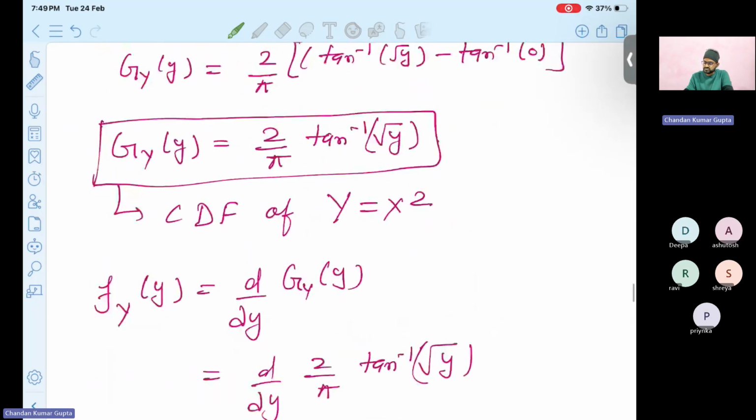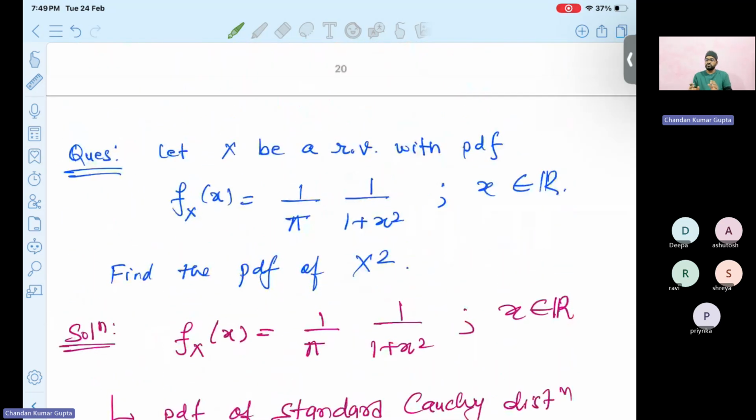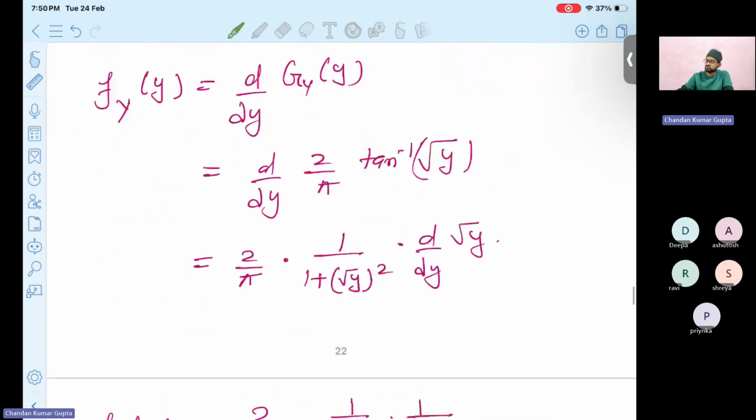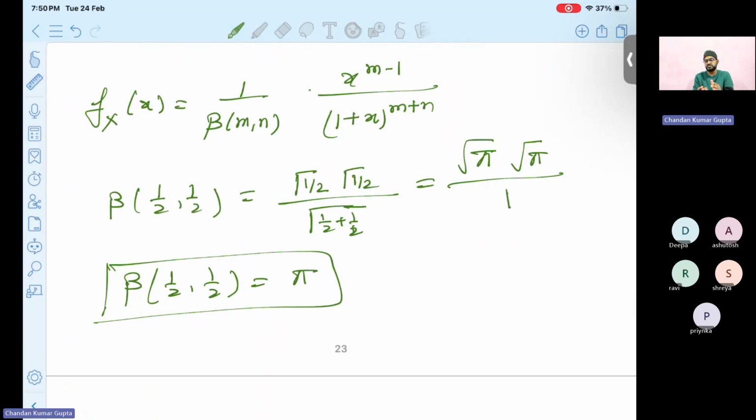So is it okay up to this point, or is there any question? See, this is the question. We start with a Cauchy distribution, and then we define a transformed random variable by y equal to x square. Then the PDF of the transformed random variable comes out to be a beta distribution of the second kind. So that means one distribution is converted to another distribution via the transformation method.